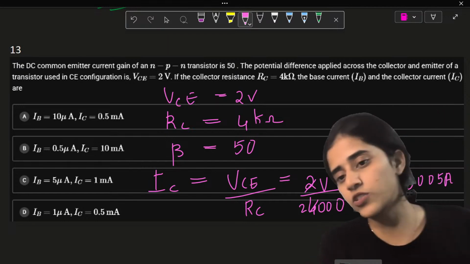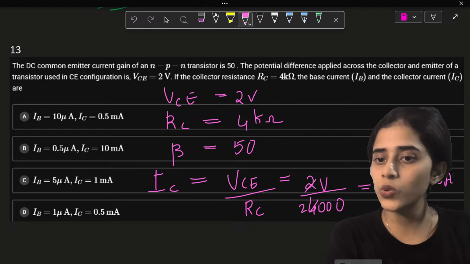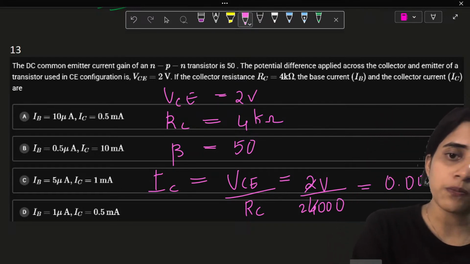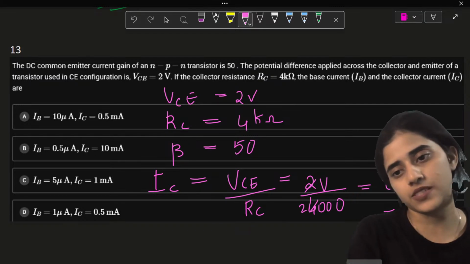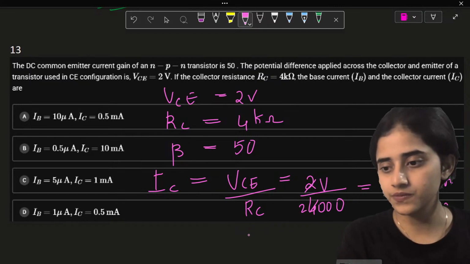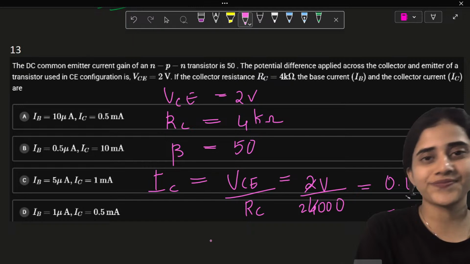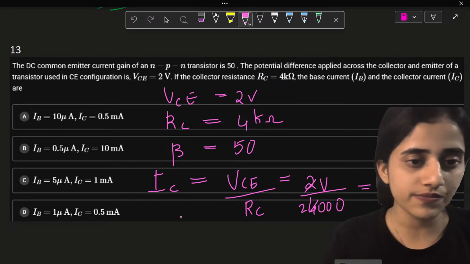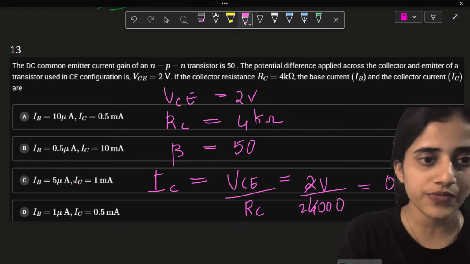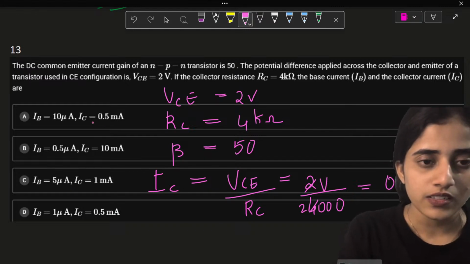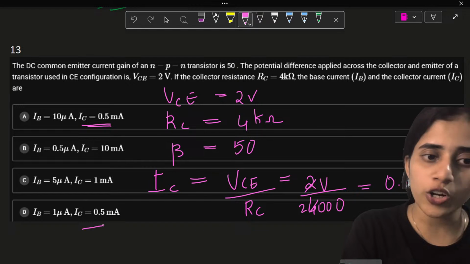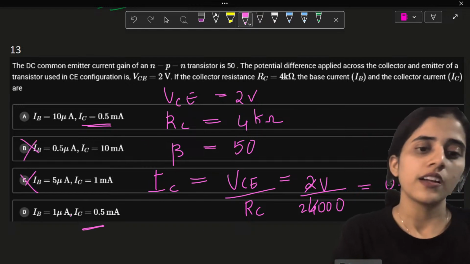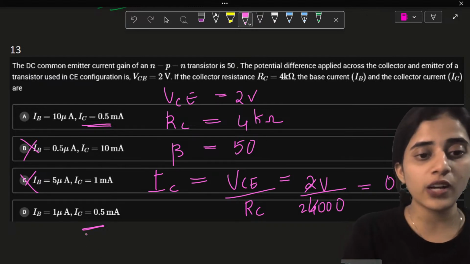Now I can also write this as 0.5 milliamps. So I have IC. Now what? I have some more to do. Now I know it is either option A or option B. So these two are anyways wrong, I can cancel those off. Now what will I do next? I need to find out IB.